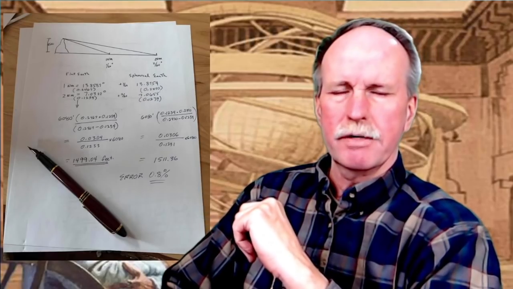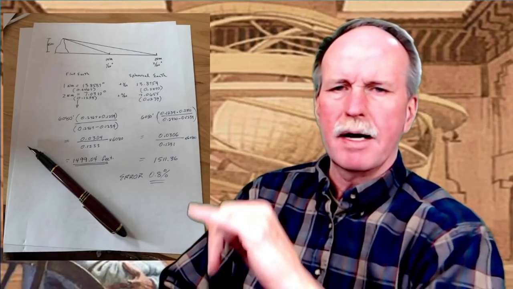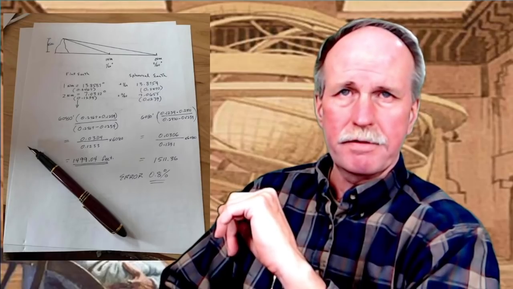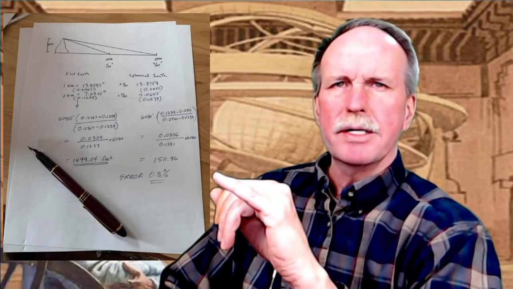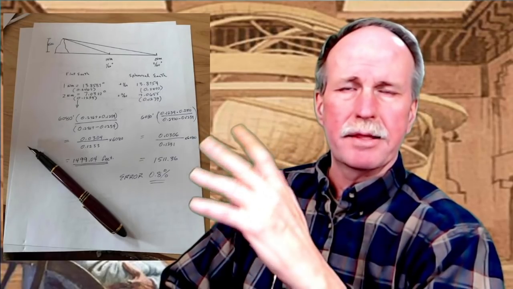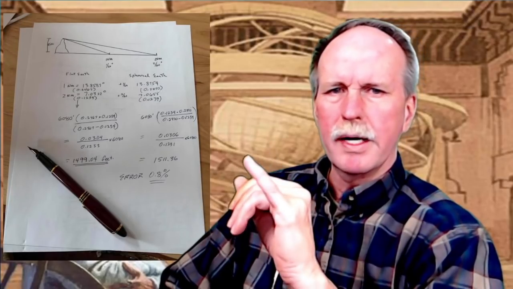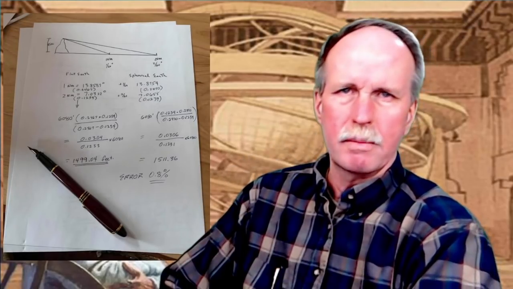So I made a correction for that. So here's how I set up my problem. I've got a mountain that's 1,500 feet high, and my 2 points are much farther away than Al-Biruni would have used. I went 1 nautical mile and 2 nautical miles.